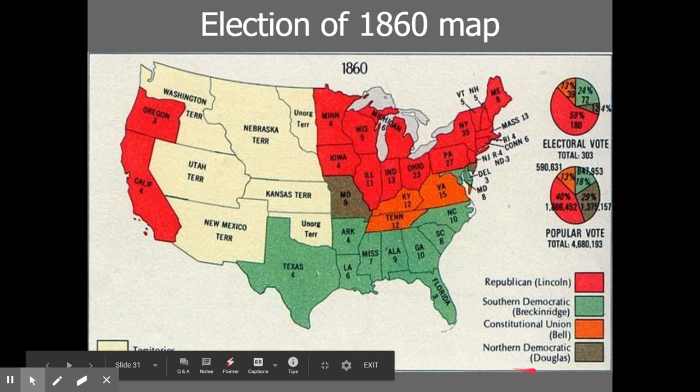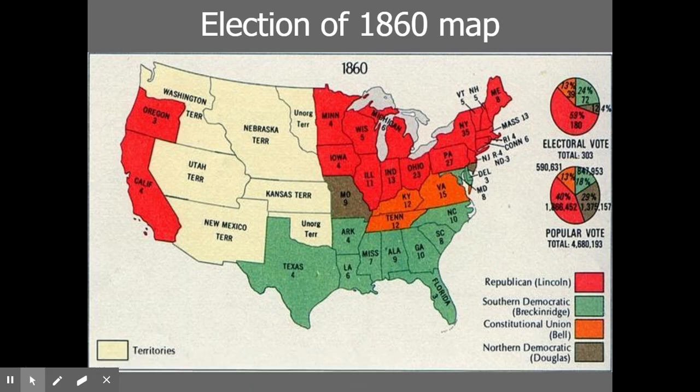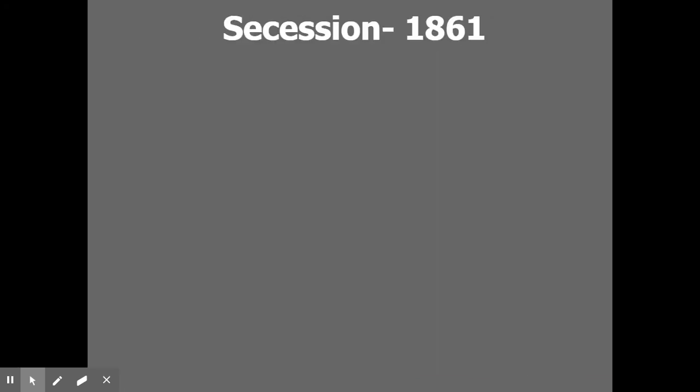The Democratic Party had split into three parts. You had the Southern Democratic Party, the Constitutional Union Party, and the Northern Democratic Party. Basically, what ends up happening is that enough states vote for the Constitutional Union Party and the Northern Democratic Party that the Southern vote gets split. Whereas all the free states voted for Abraham Lincoln, they voted together. All the slave owning states ended up splitting their votes among three other candidates. So Abraham Lincoln ends up winning 59% of the vote and 180 electoral votes.